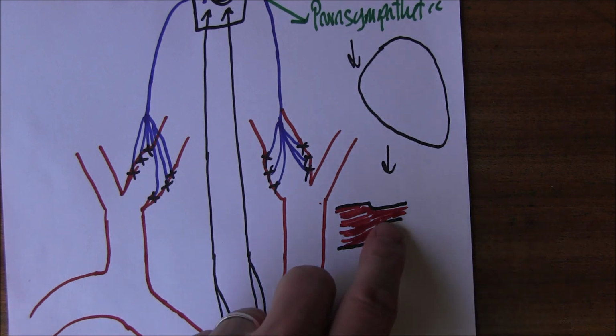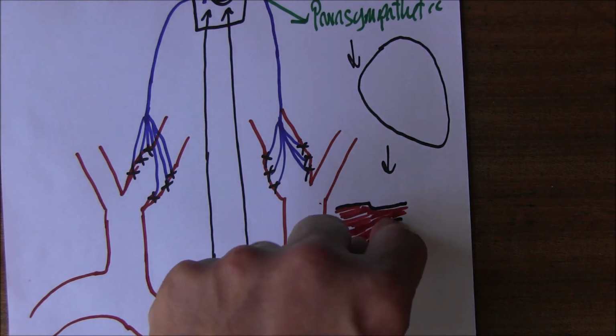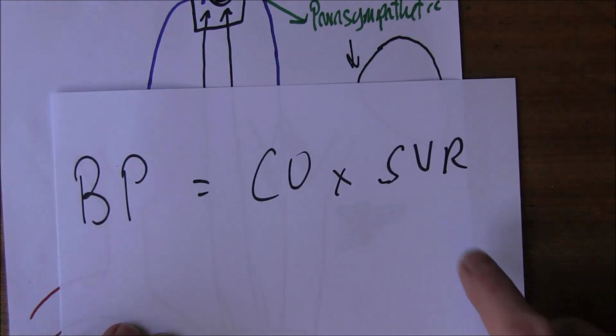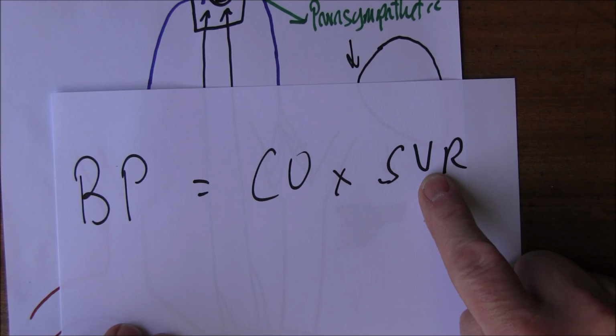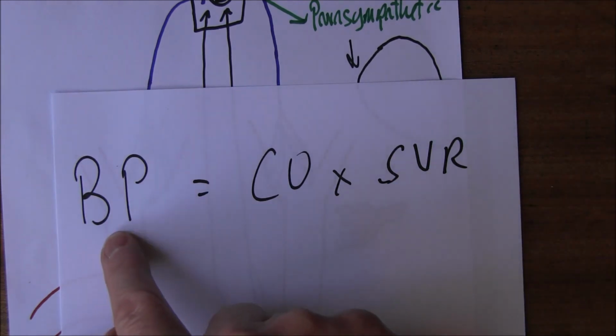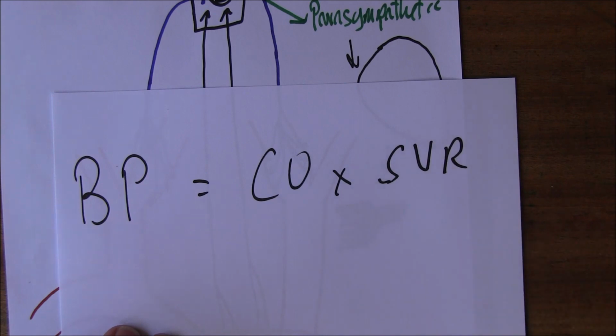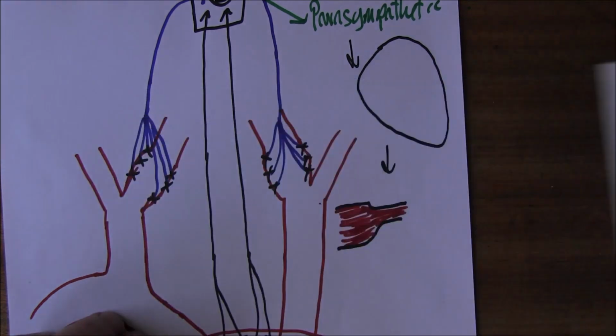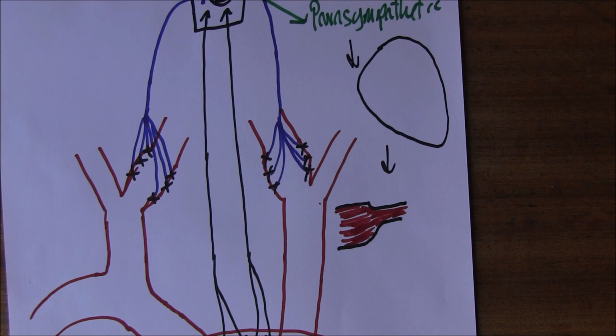And of course, vasoconstriction is exactly what we want when the blood pressure falls, because that's going to increase systemic vascular resistance. And if we increase systemic vascular resistance, we increase blood pressure, because blood pressure equals cardiac output multiplied by systemic vascular resistance.